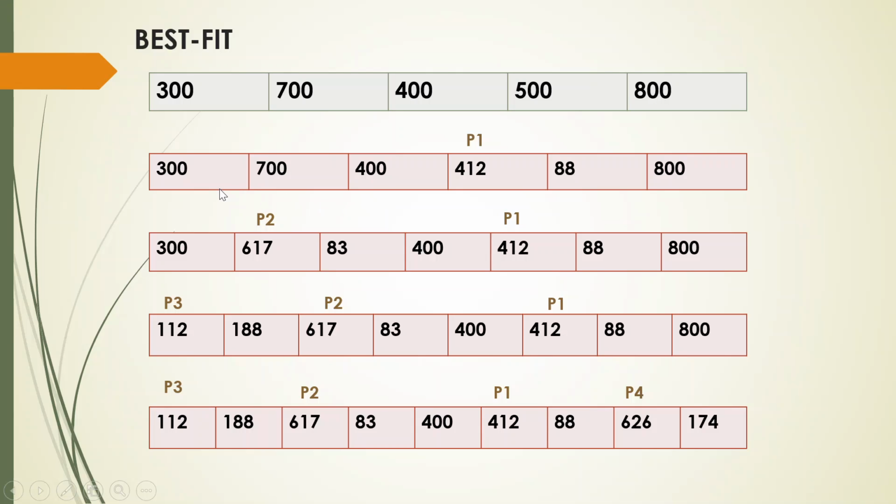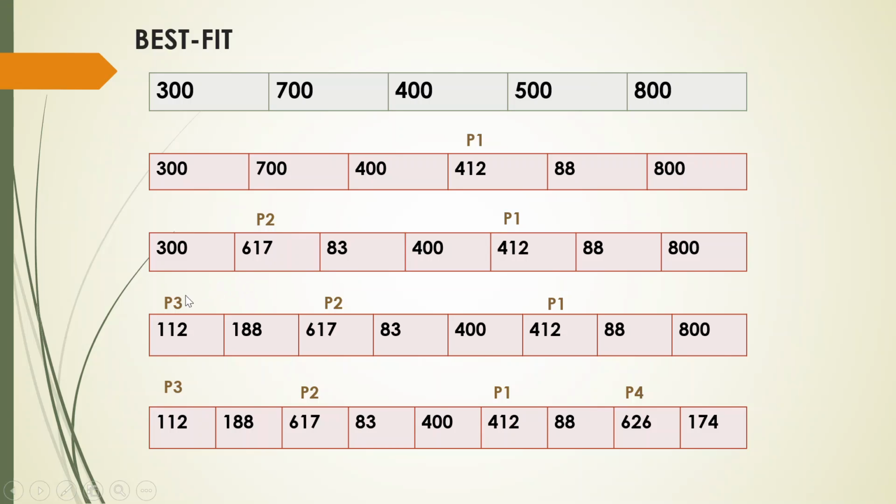And next we'll check for P2. For P2, 300 is not sufficient as 617 is much larger than 300. Then next we'll check if it can be placed at 700. Yes, it can be placed and it is closer to 617 than 800. So we'll split 700 into two parts, that is 617 and 83, and we'll give it the name P2.